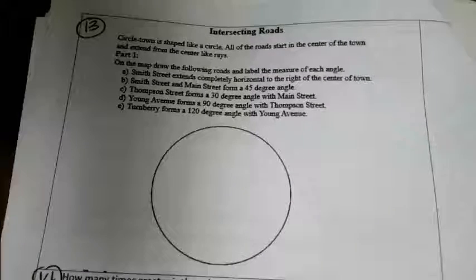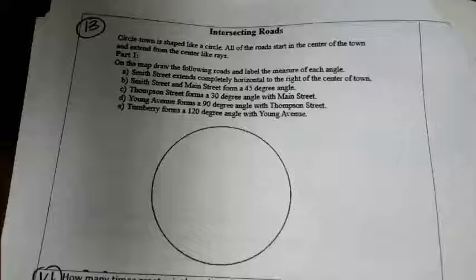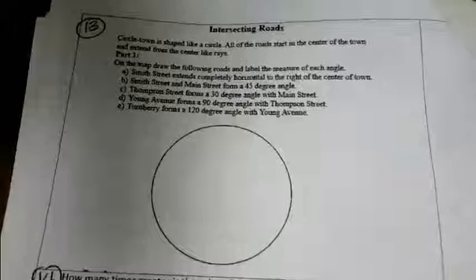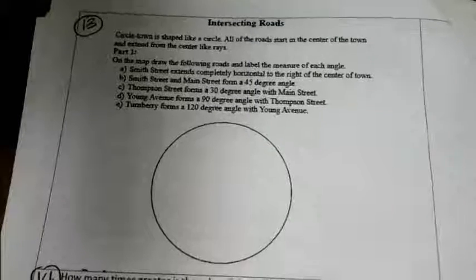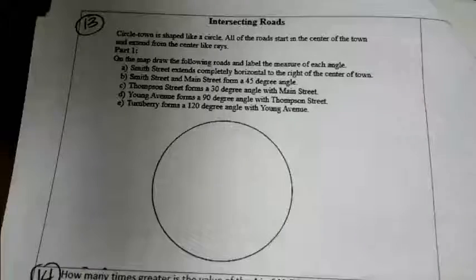And this first question says intersecting roads. It says Circle Town is shaped like a circle. All of the roads start in the center of the town and extend from the center like rays. And it says on the map, draw the following roads.